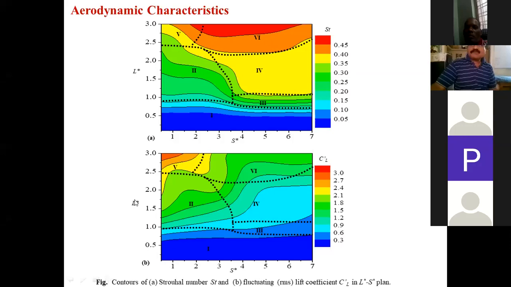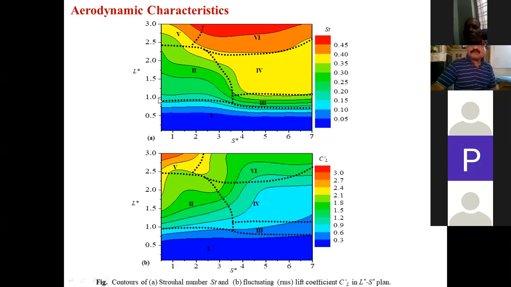And now further, in figure B, this is the RMS of lift coefficient. Here, the maximum fluctuation is observed for the fifth region, where the wakes of the two cylinders interact. The vortices generated by the upstream cylinder interact with the downstream wake vortices. So the maximum fluctuation is observed for this fifth region.